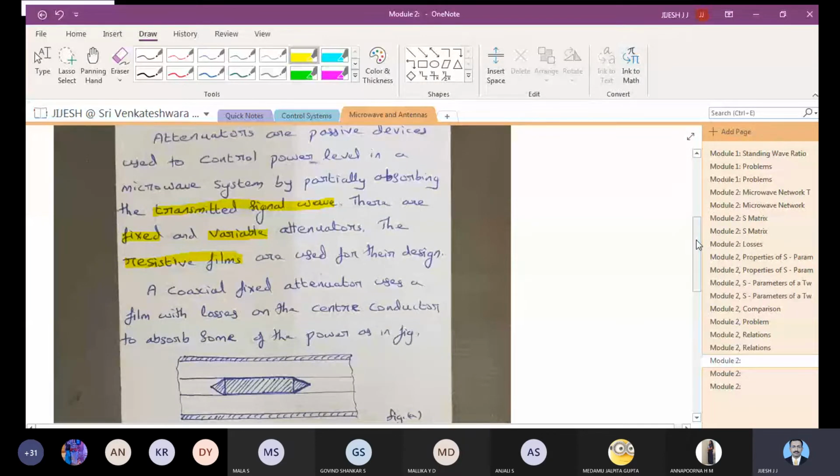You can draw that figure as well. That figure we are going to explain further. That is a fixed attenuator. You have to be very careful. You should make the edges very sharp when you are drawing it, as there is some significance for that.